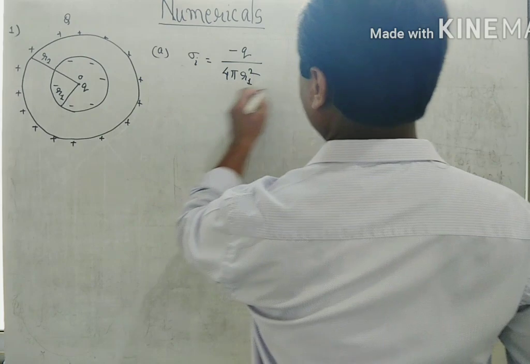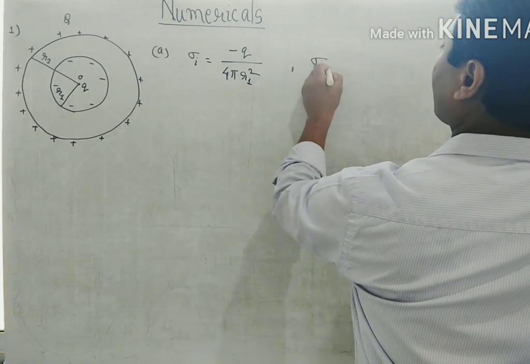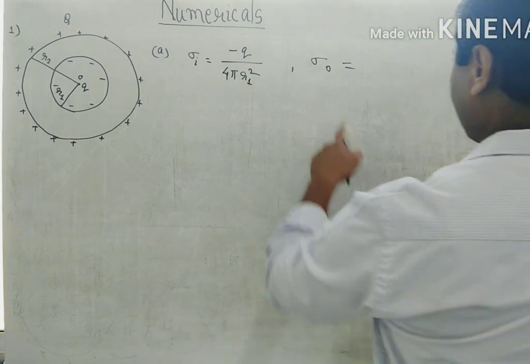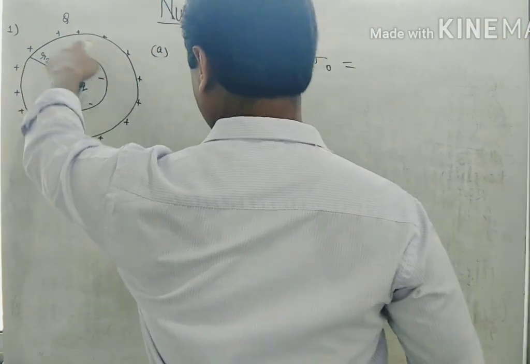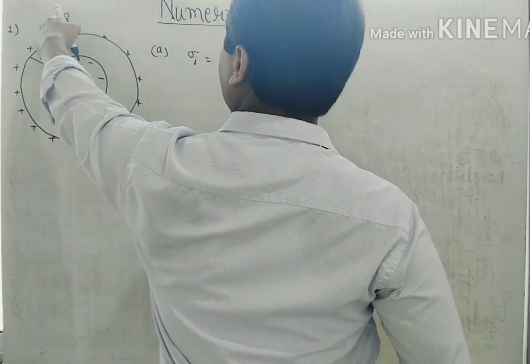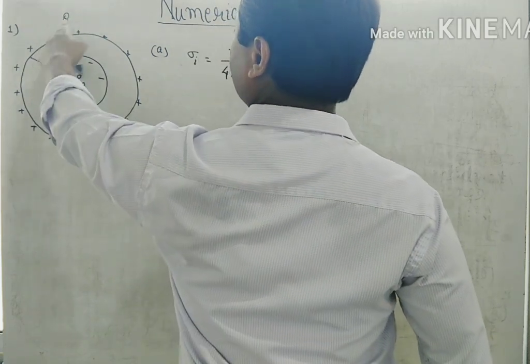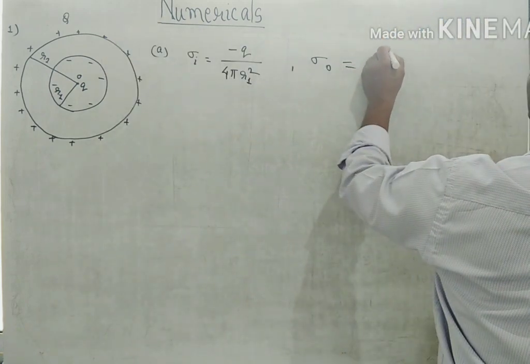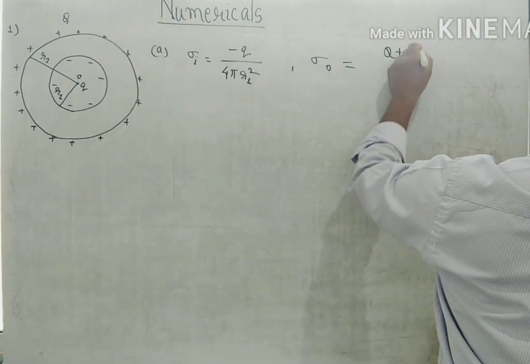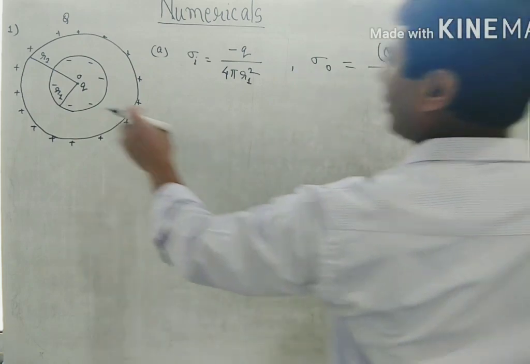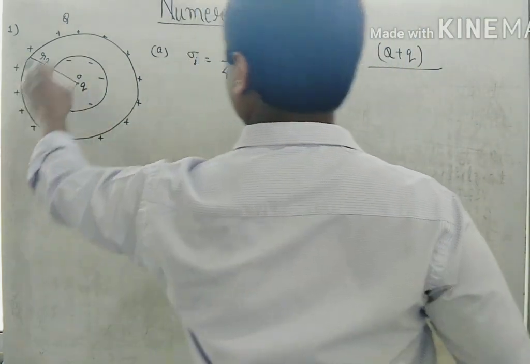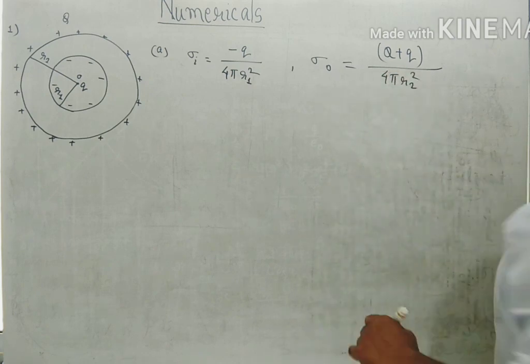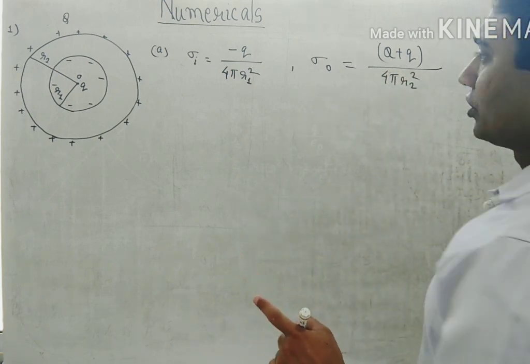Now second is to calculate the surface charge density on the outer surface. So on the outer surface, what are the total charges here? Already there was capital Q, and this plus q charge is induced just because of charging by induction. So total charge is capital Q plus small q. So charge per unit area of this outer surface is Q plus q upon 4 pi r2 square. So this is the first part of the question.